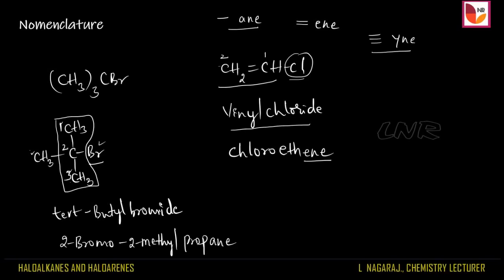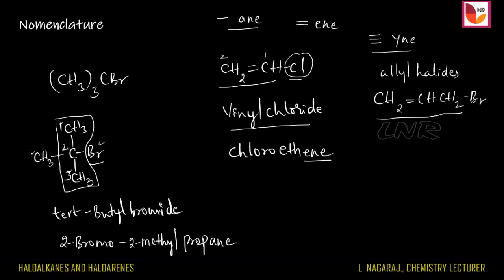And let us take one more example, that is CH2=CH-CH2Br. Here the halogen is attached to the carbon next to the double bonded carbon. Hence this type of molecule is generally called an allylic halide, or allyl halide.